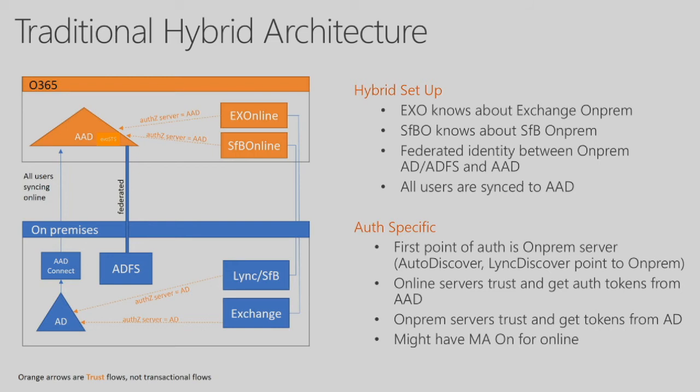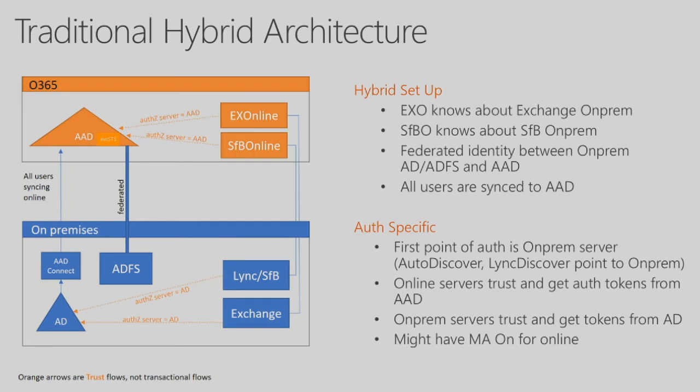Okay, for authentication, the important thing to understand about this topology is that the first point of authentication for any of your users, regardless of where they're homed, is the on-prem server. That's because Link Discover and Auto Discover point to on-prem, okay? So even if the user is completely online and has a mailbox online, the first place they're going to go when they try to authenticate is on-premise, okay? All right, let's move on.